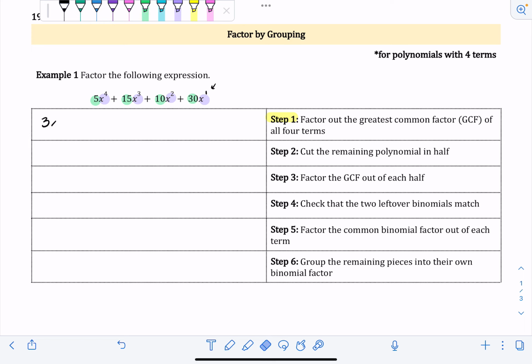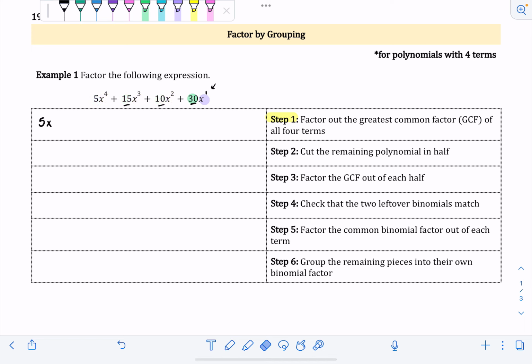Oh, I don't know why I wrote 3 in front. Sorry. I'm going to go back, because I don't know what I said at this point. So 5, 15, 10, and 30 are all divisible by 5, so I can factor out a 5, not a 3. And for the x's, I can factor out an x to the first power because they all have at least an x, but that's the lowest one, so I can only factor out the lowest one.